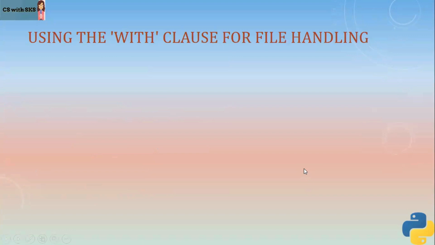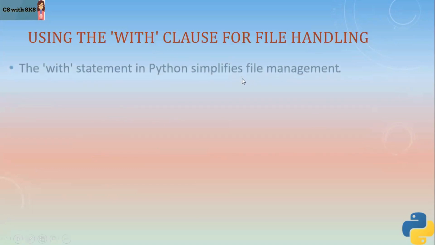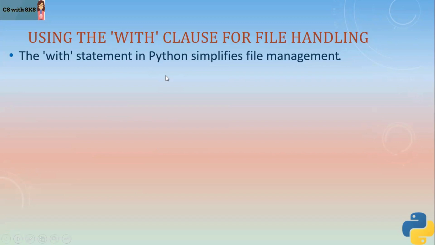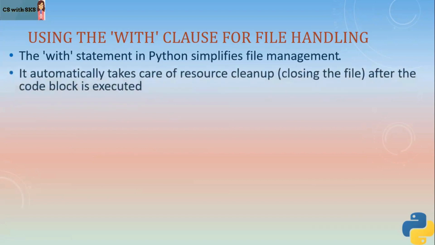Now, as I said, there are two different methods for opening and closing files. One is open function and close function. Other one is the with clause. So how do we use with clause and why do we use it basically? So the with clause or with statement in Python it simplifies everything. It automatically takes care of resource cleanup, that is closing the file after the code block is executed. You don't need to specifically use close method to close the file.